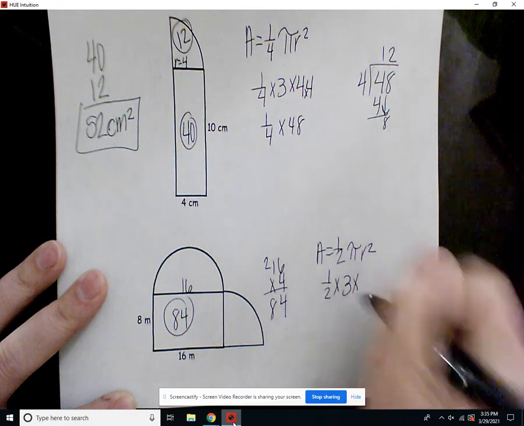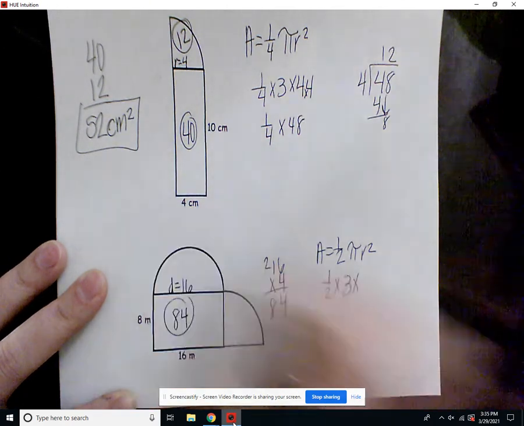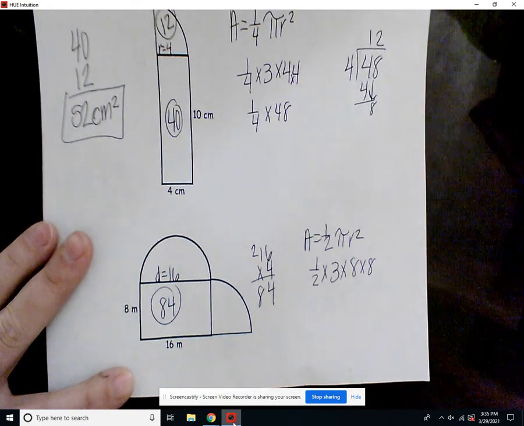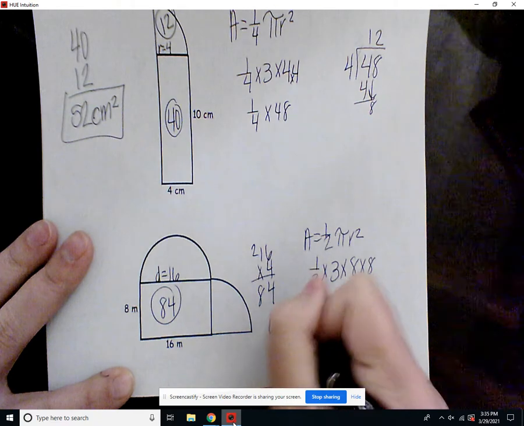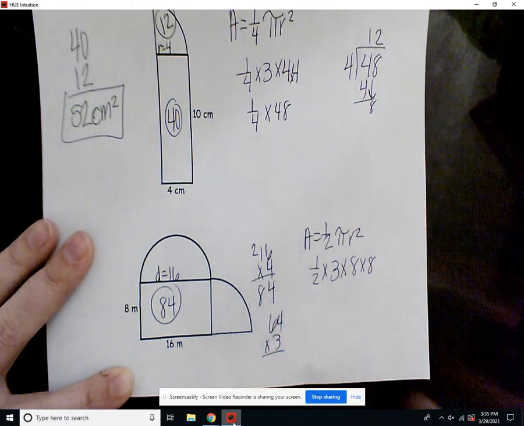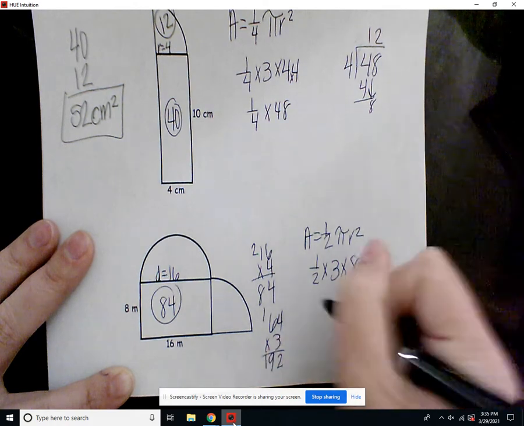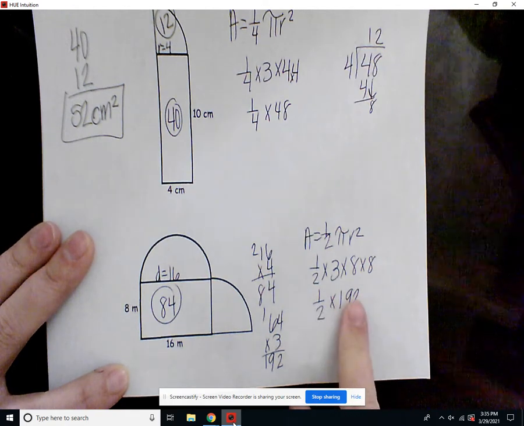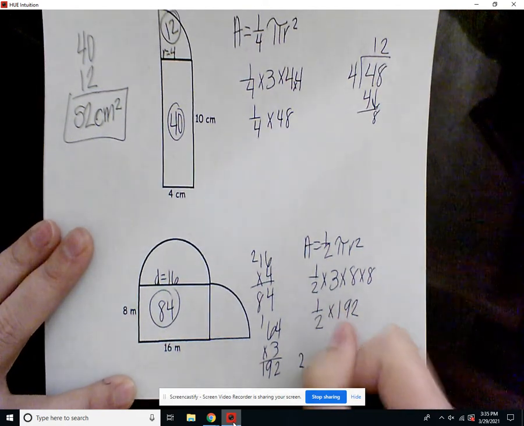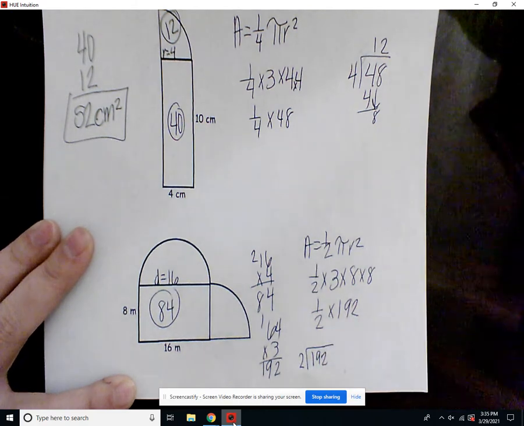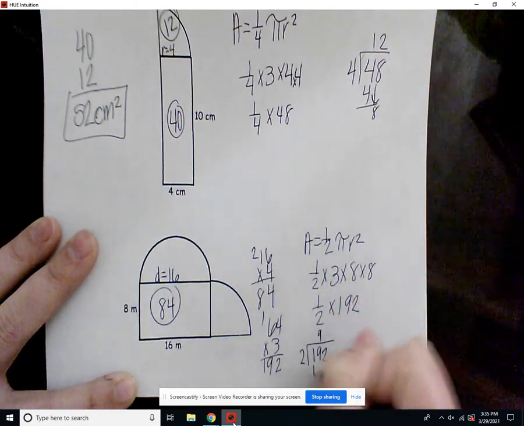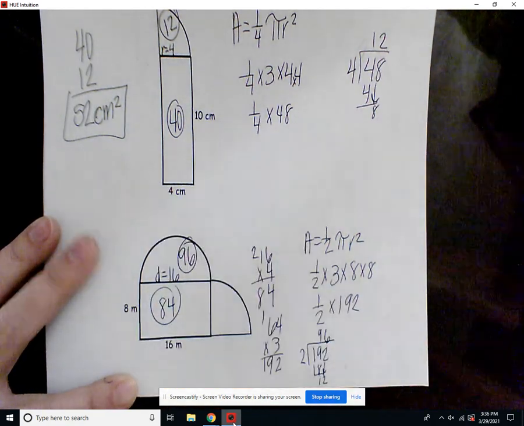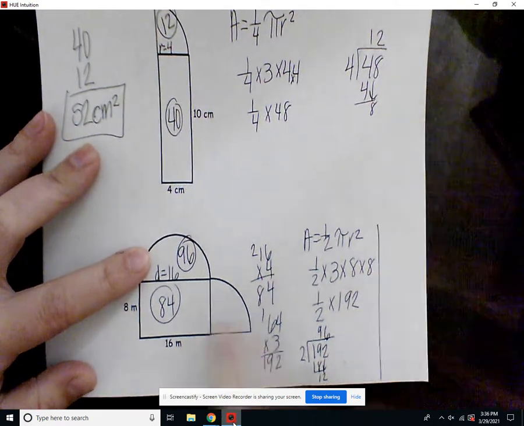So pi is 3. 16 is our diameter. So we're going to cut it in half to make it 8. We're going to write that down 2 times and multiply. So 8 times 8 is 64. Then we're going to do 64 times 3, which is 192. Okay, we're going to half 192. A half times 192, same thing as saying divide it by 2. So 2 will go into 19 9 times. 2 will go into 12 6 times. So we get 96.